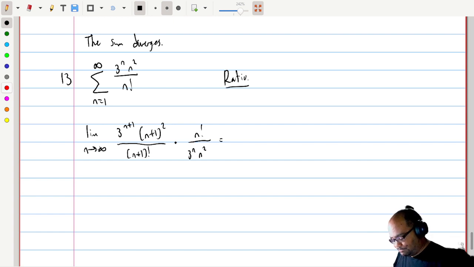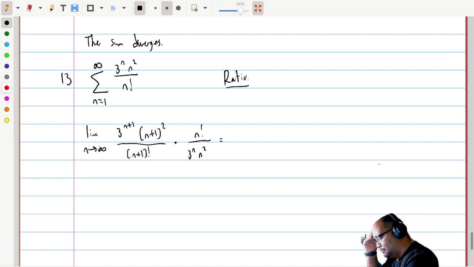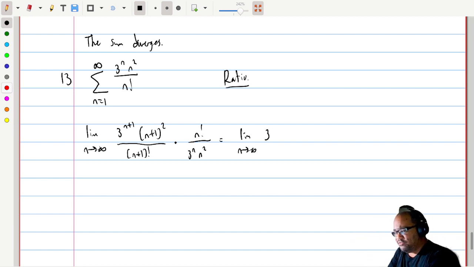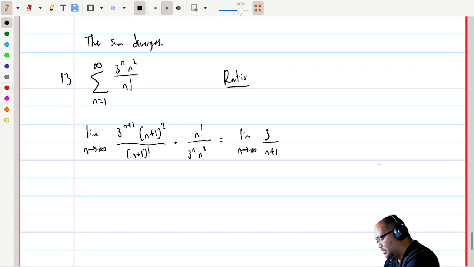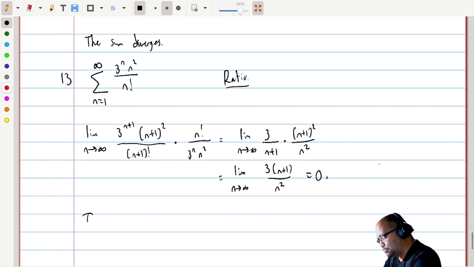All right. I am going to have a 3 left over there. And then by the recursive nature of the factorial, n factorial over n plus 1 factorial, that's just going to be 1 over n plus 1. So I have 3 times n plus 1 times, let's see, n plus 1 squared over n squared. One of those n plus 1s will drop. And I can see that this goes to 0. And so the sum converges.